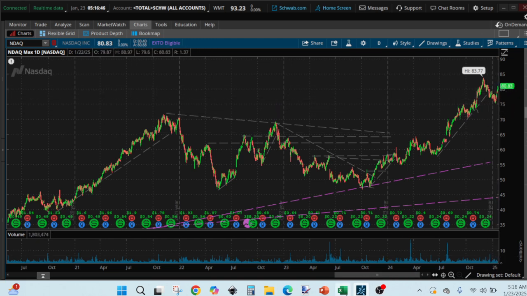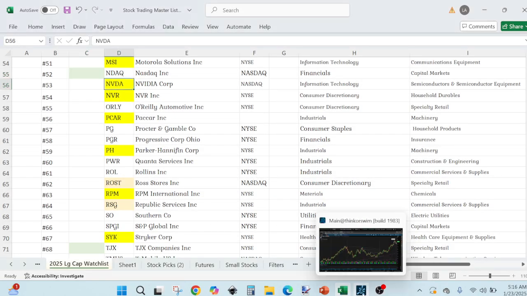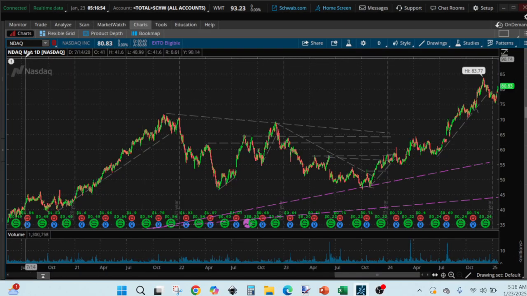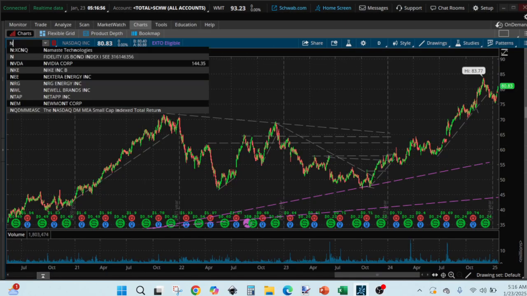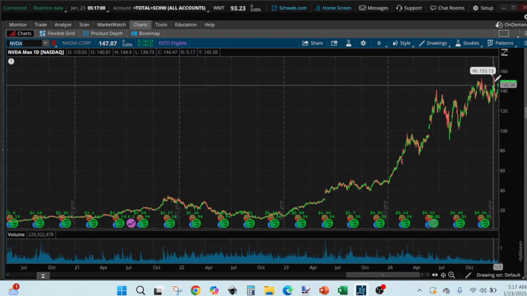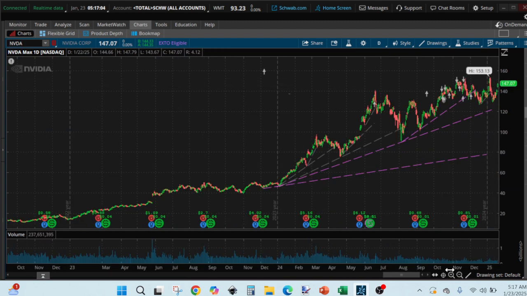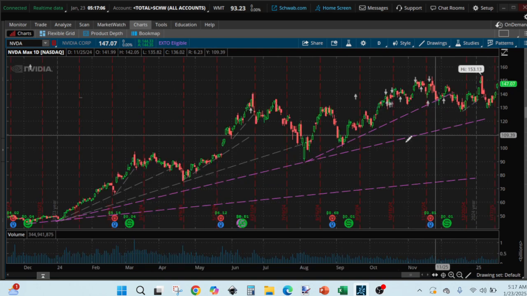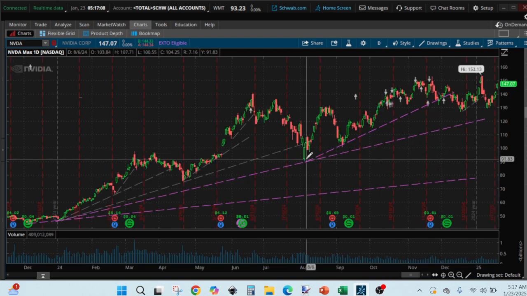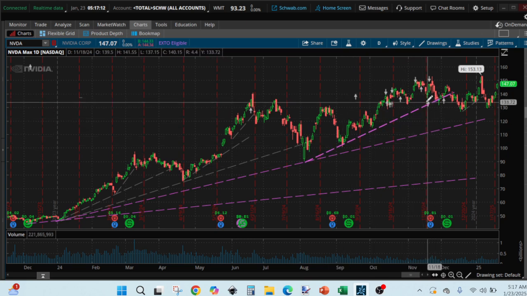So the next one we are going to analyze is NVDA. We purchased NVDA and we can see how it's doing. So it reached a peak there. We have our 3 purple lines that we like to buy at, and we bought it at the August trend line. We bought it there.